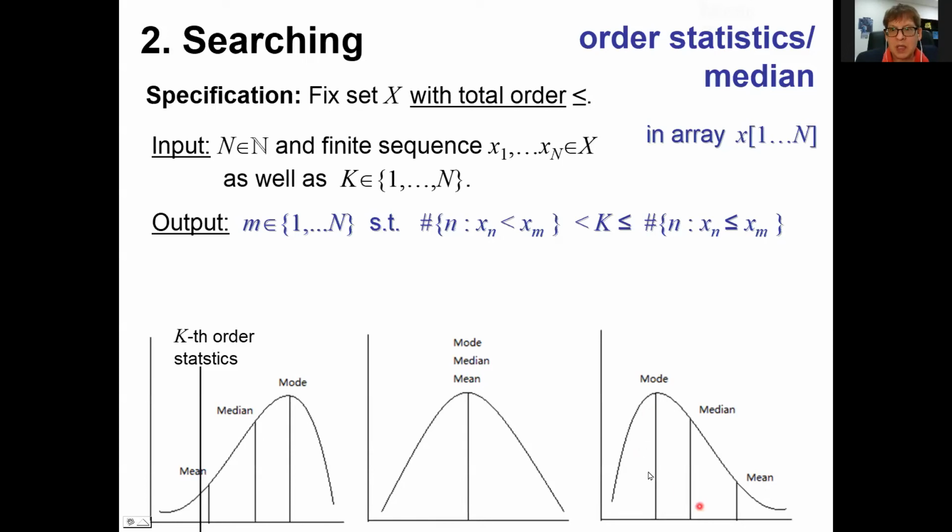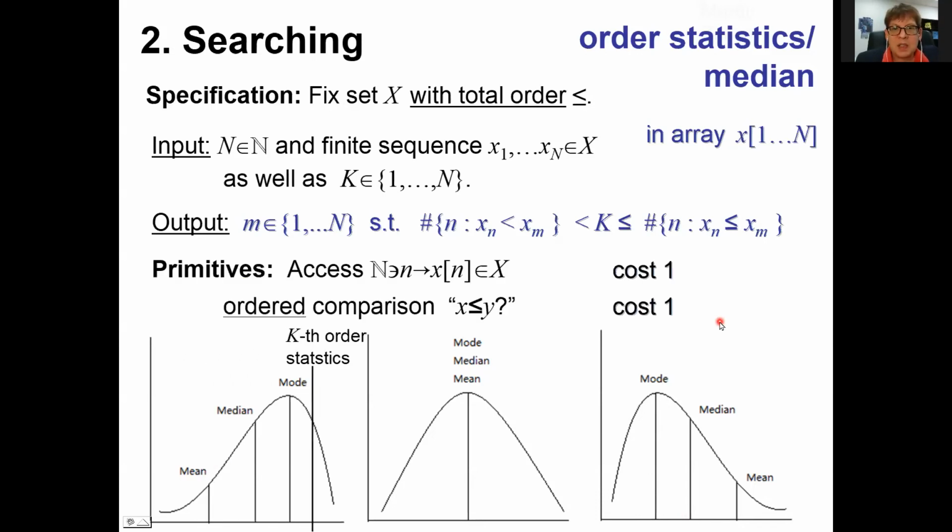And we're going to discuss algorithms for that problem in the next session, with primitives allowing for array access, indirect access, and for ordered comparison, less or equal, both at cost 1.